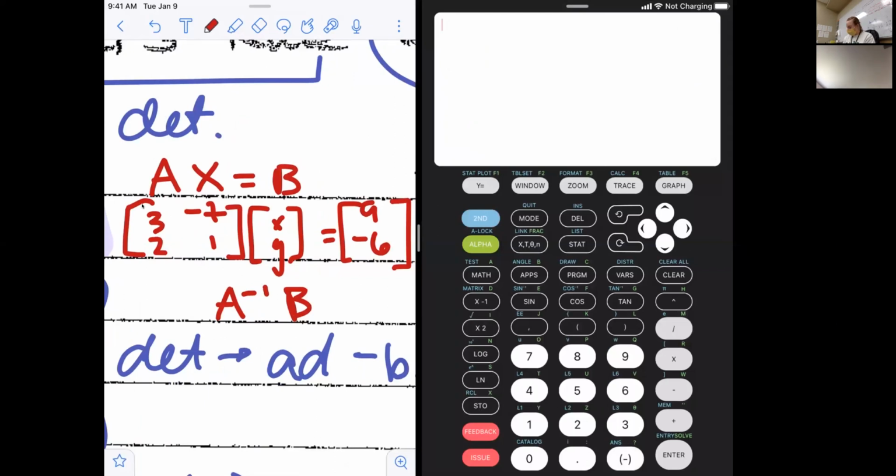And then like I taught you yesterday, we can type in A to the -1st and then B. And that should find my X and Y for me. When I press enter, it gives me these ugly decimals. Do you guys remember how to make that a fraction? Math. And then the first one says fraction.